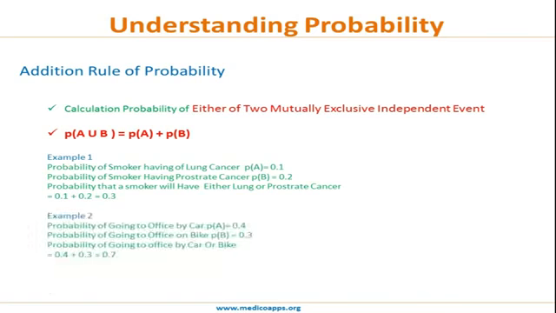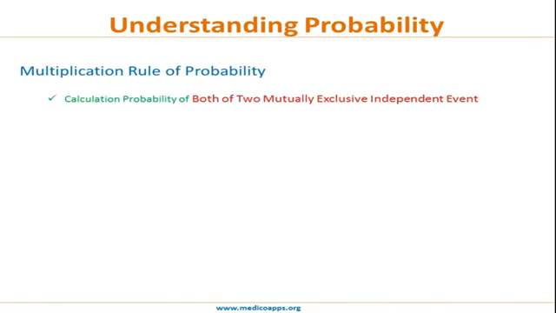Let's see another example. Probability of going to office by car is 0.4. Probability of going to office on bike is 0.3. So probability of going to office by car or bike is 0.4 plus 0.3, which is equal to 0.7. So this is the addition rule of probability, where you are talking about either this event happening or that event happening.